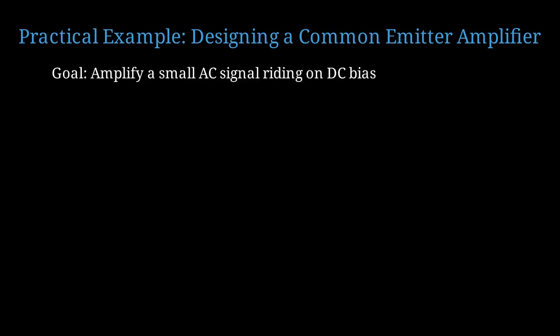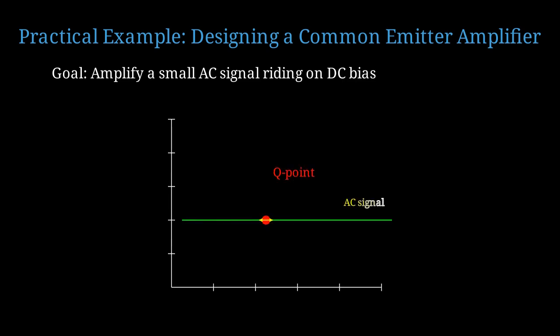Let's conclude with a practical example. How would you use these IV curves to design a common-emitter amplifier? Your goal is to amplify a small AC signal. You need to bias the transistor at a DC operating point in the active region. Then the AC signal causes small variations around that point. You choose a Q point, the quiescent operating point, in the middle of the load line. The AC signal causes small variations in voltage and current around this point. The slope at the Q point determines your AC gain.